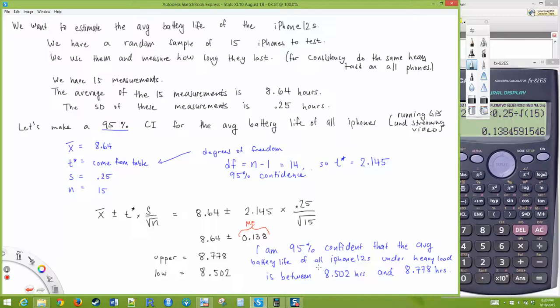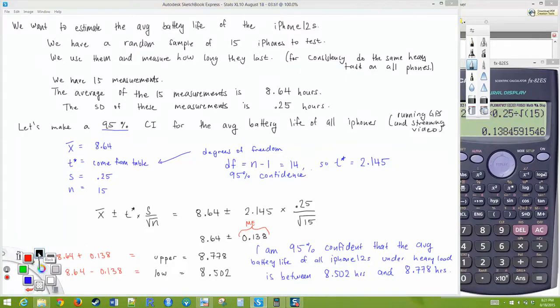How did the upper and the lower level come in? So I did 8.64 plus 0.138. 8.64 plus 0.138 is equal to 8.764. And 8.64 minus 0.138 is equal to our lower bound, 8.502. Okay? So far, so good?